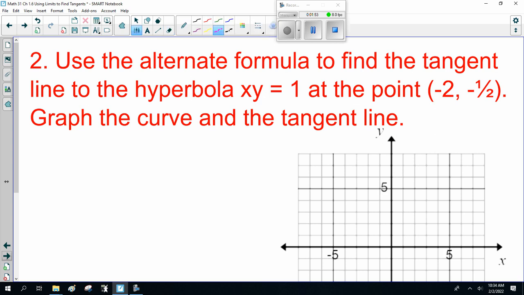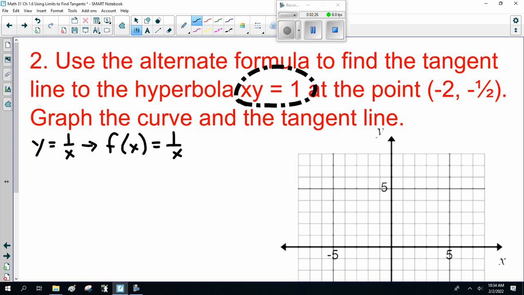Use the alternate formula to find the tangent line to the hyperbola xy equals 1 at the point minus 2 comma minus 1/2. Graph the curve and the tangent line. Now, that's our equation, and it's a perfectly good equation for a hyperbola. But if we're going to put it in the graphing calculator, we don't write it like that. It becomes y equals 1 over x. And I'll point out we should be using function notation, so f of x equals 1 over x. So far so good.